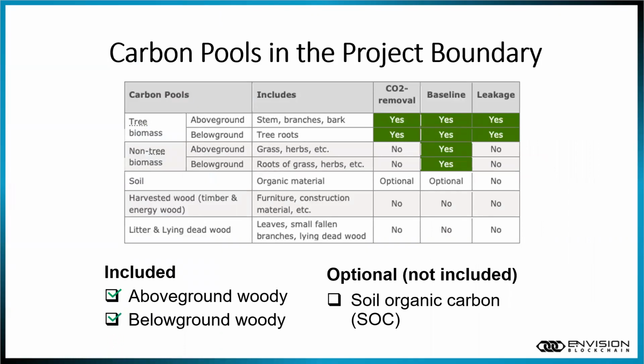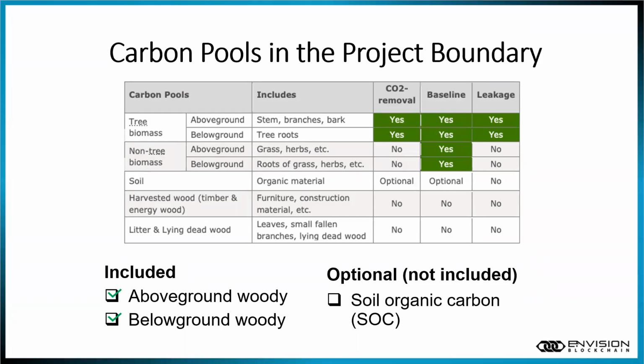So let's go over the carbon pools associated with this methodology. This image is an example of how the carbon pools can be mentioned within the methodology document. You can see that the first one is tree biomass, and it includes stems, branches, and bark, next to what we see yes for CO2 removals, baseline, and leakage. But in non-tree biomass, we see no for CO2 removal and leakage. So the non-tree biomass will not be included in our calculations for CO2 removal and leakage, but it will be included in the calculation for baseline.